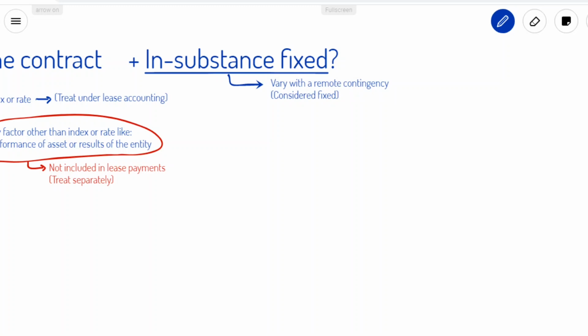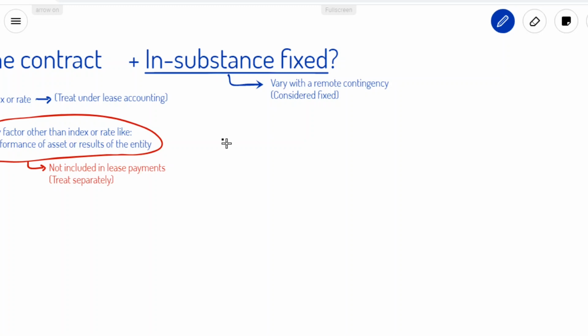For example, if I say that the lessee will have to pay an extra $200 in the year in which all of the country's banks default. Now, all of the country's banks defaulting is a very, very rare, remote possibility. And because this possibility is so remote, these payments will not be considered variable, rather, because the possibility is not expected to occur, therefore the payment is not expected to be made.